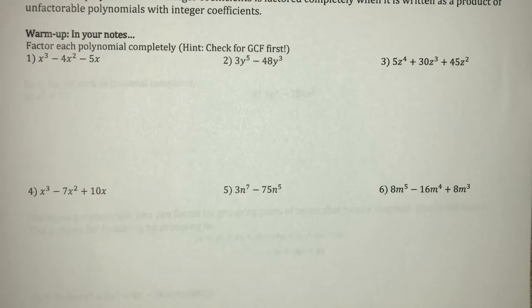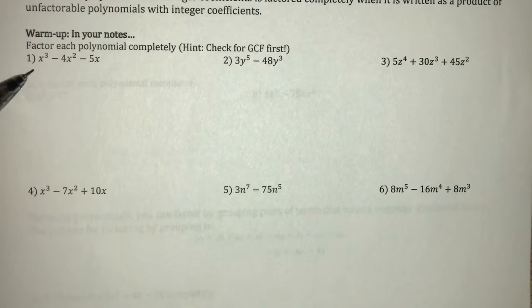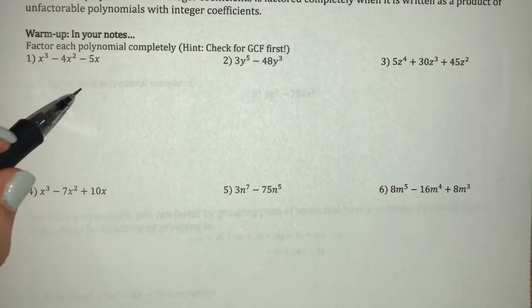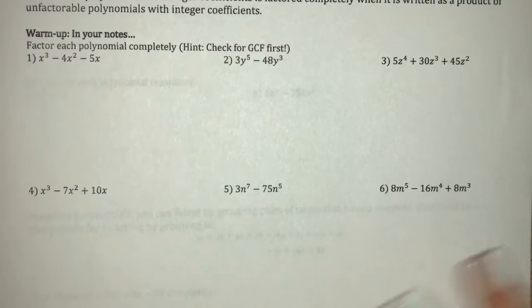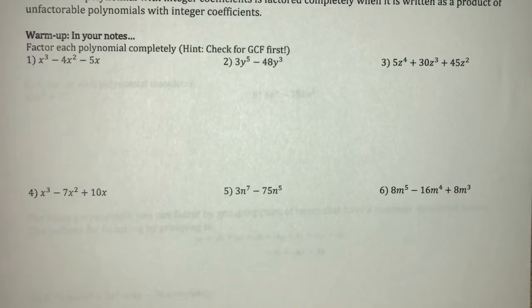So one big thing, especially when you're factoring polynomials with an exponent with higher power than 2, is you always for sure want to check for GCF first. You really always do, but especially here it'll really help out. So for number 1, x cubed minus 4x squared minus 5x. If we check for greatest common factor first, we can pull out an x because everything at least has an x to the first power.